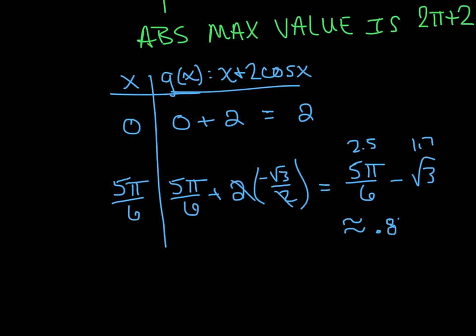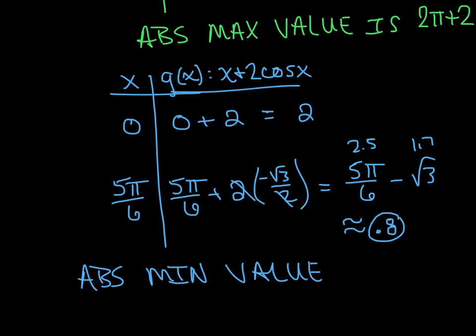And so this one's clearly smaller beyond a shadow of a doubt compared to that first one. So we're going to say our absolute minimum value, in other words, the height of the lowest point, is, let's see, 5 pi divided by 6 minus radical 3. So whatever that number is, that's our lowest point.